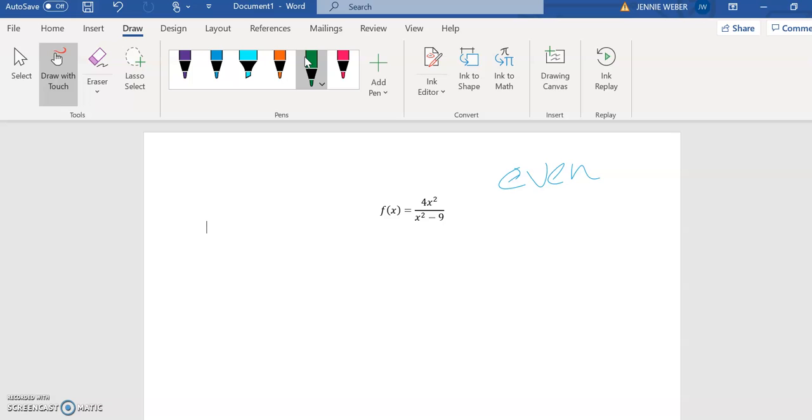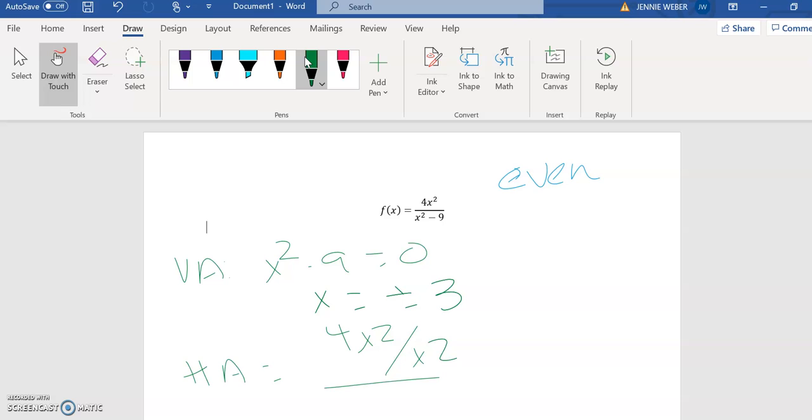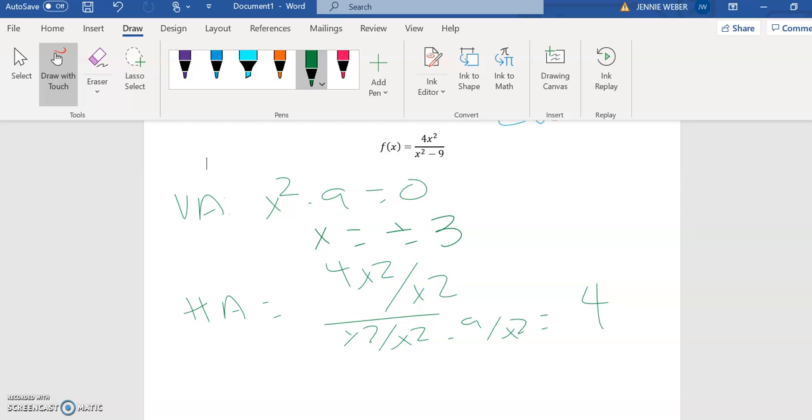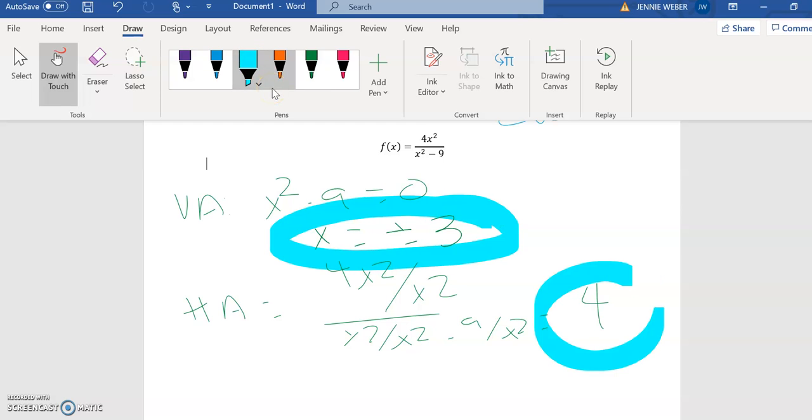Okay, then I'm going to look for my vertical asymptotes. So I set the denominator equal to 0, and I get x equals plus or minus 3. So I have two vertical asymptotes. And then for my horizontal asymptote, I'm going to divide everything by x squared. So I'm going to get 4x squared over x squared, divided by 9 minus x squared over x squared. So I'm going to get 4 over 1. So I have a horizontal asymptote at 4. Okay, so those are my asymptotes. So first two things, I have my asymptotes, and I know I have an even symmetry.